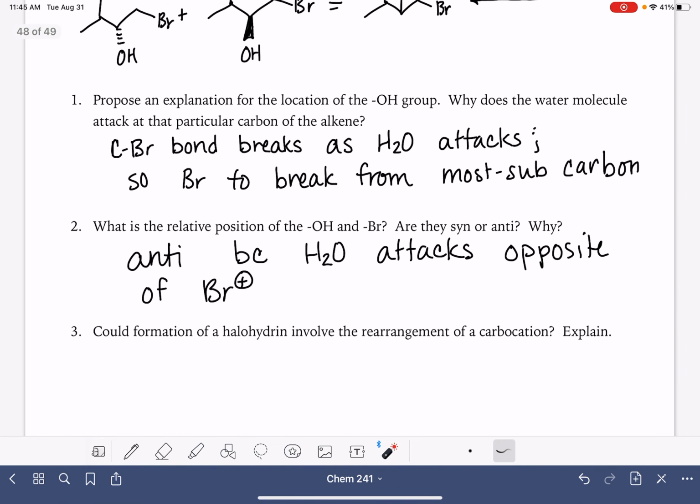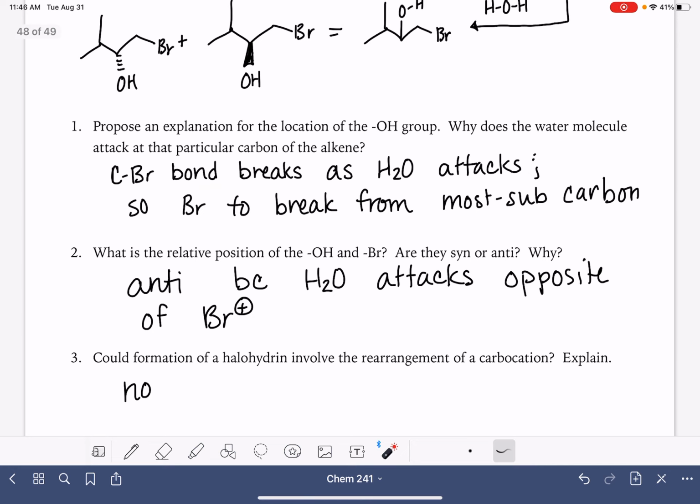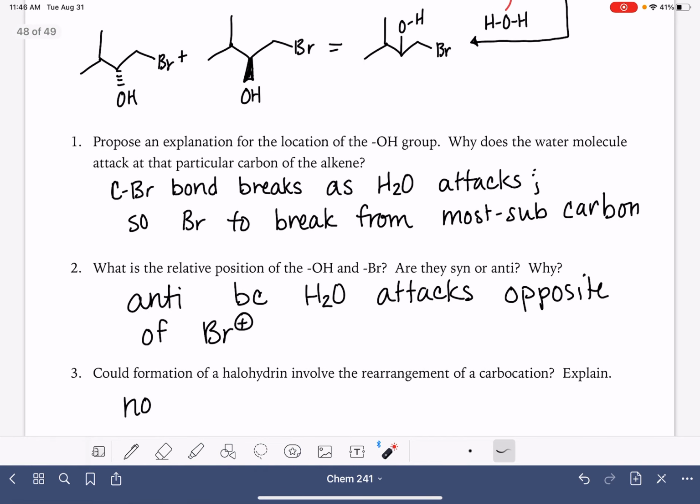Could this involve the rearrangement of a carbocation? No. Even though we do have this weird thing where the bond is breaking a little bit in advance, like I said, it's not completely breaking, and it's not breaking far enough in advance for a carbocation intermediate to actually be formed. So no rearrangement takes place in this reaction.